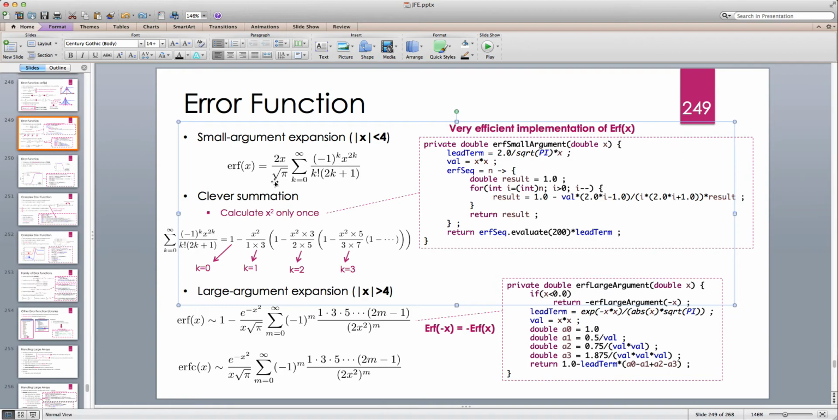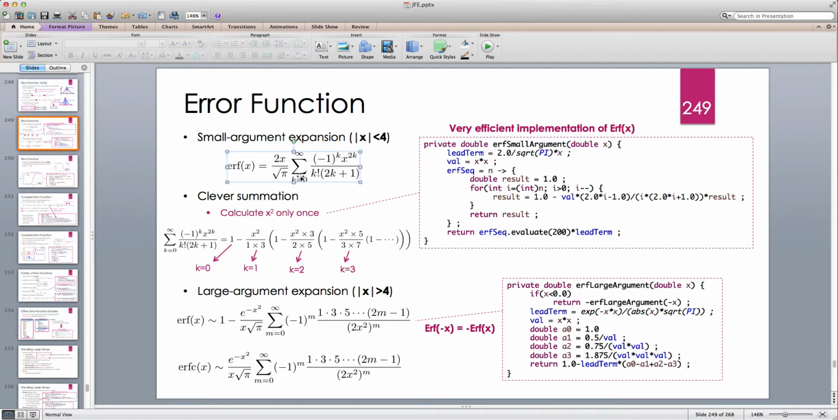We have 2x over square root of pi, sum from 0 to infinity, minus 1 to the k, x to the power of 2k, over k factorial, 2k plus 1. Now, this is very similar to what we had for Bessel functions. In Bessel functions, we had the gamma, which represents some sort of factorial.